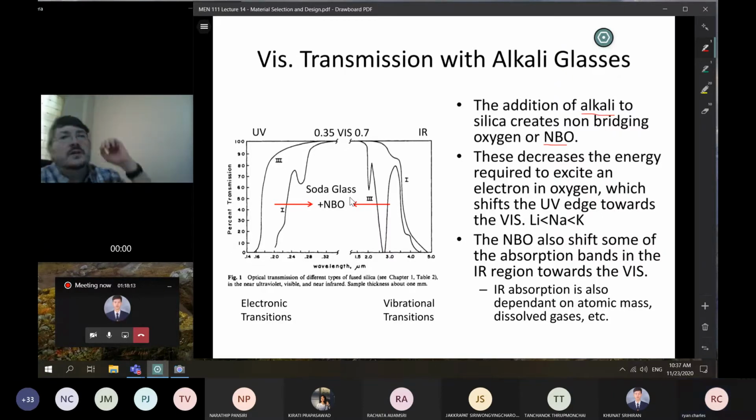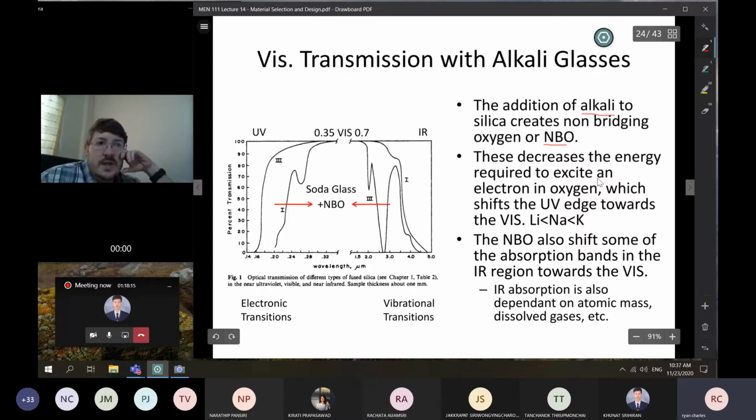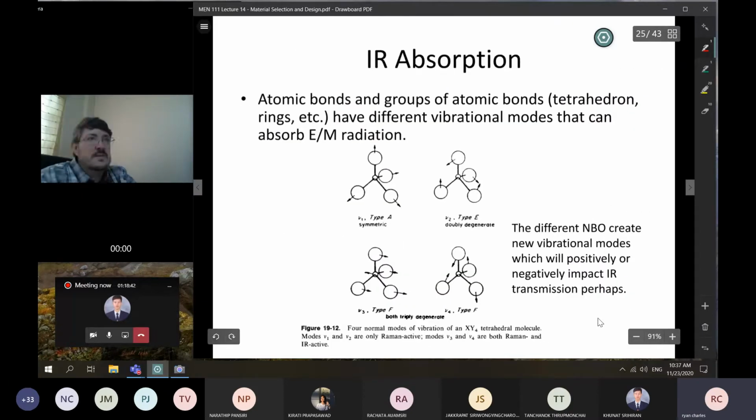It's decreasing the energy to excite the electron in oxygen, right? It also shifts the absorption bands in the IR. So we go, okay, what is it depending on? We made it easier to excite electrons in oxygen by adding these defects. What about IR absorption? How does it affect bond vibration? Well, that might depend on things like mass, atomic mass, perhaps.